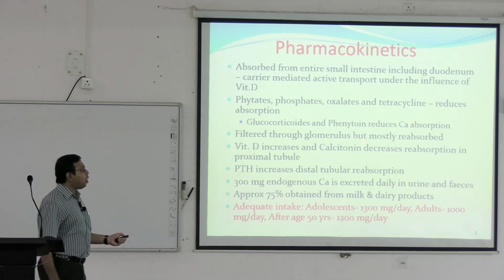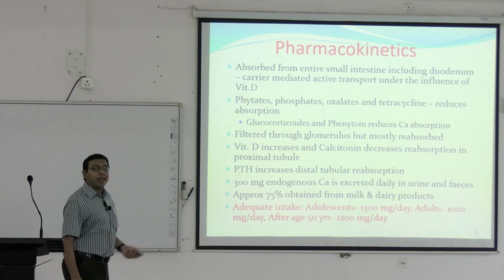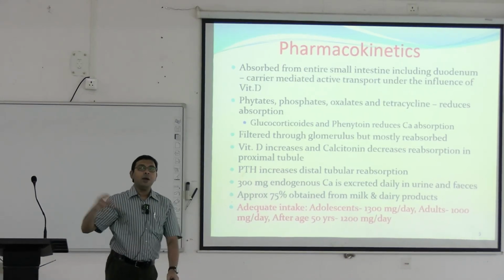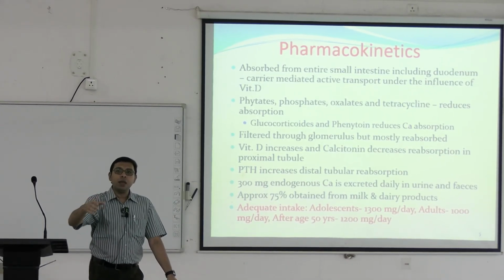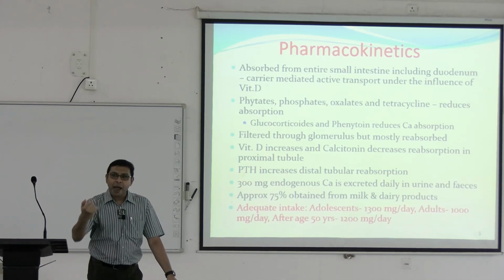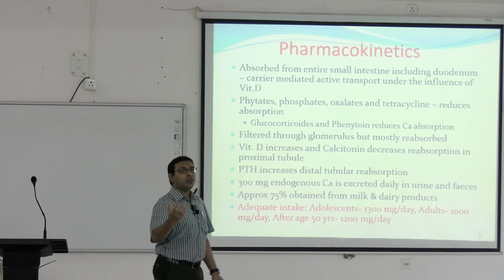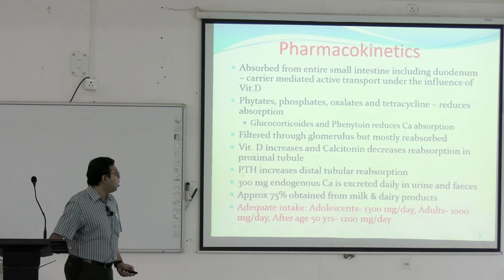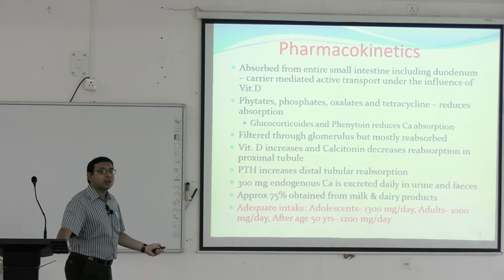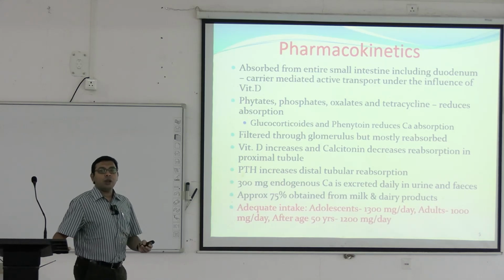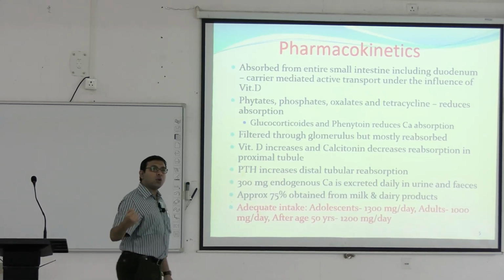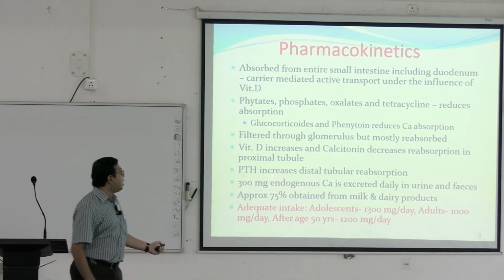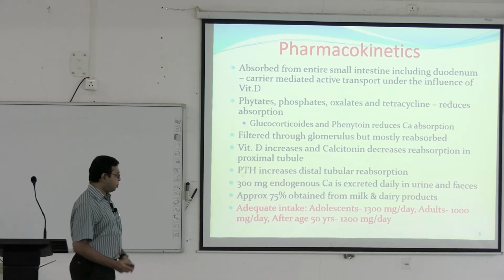It is filtered through the glomerulus but mostly reabsorbed. Vitamin D increases and calcitonin decreases the reabsorption in the proximal tubule. So within the kidney, when the calcium comes, vitamin D helps in more reabsorption of this calcium back to the plasma, and calcitonin just does the opposite. It causes decreased reabsorption from the proximal tubule. Parathyroid hormone increases the distal tubular reabsorption. So parathyroid hormone is another hormone. When this calcium comes to the distal tubule, again some part of it is reabsorbed back, and parathyroid hormone basically increases this distal tubular reabsorption.